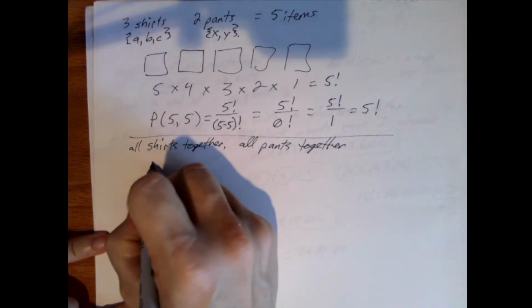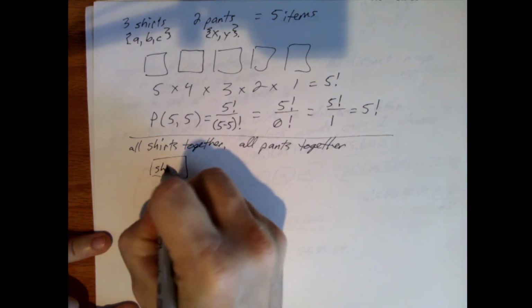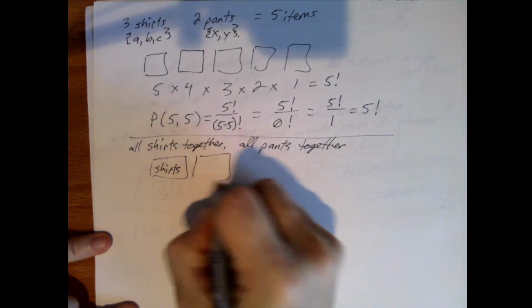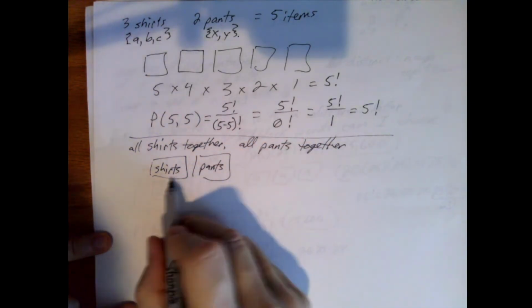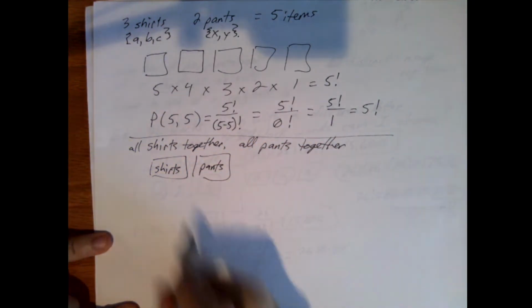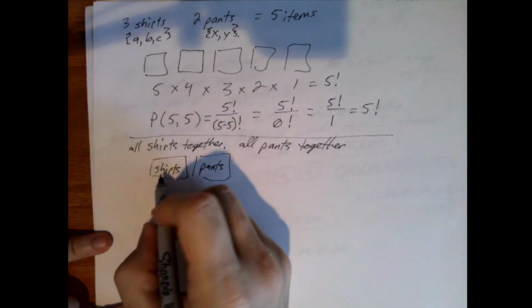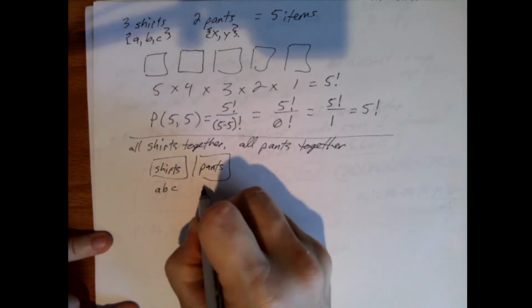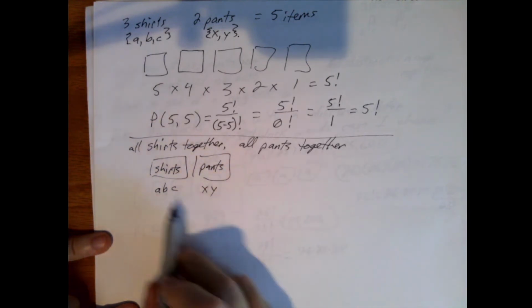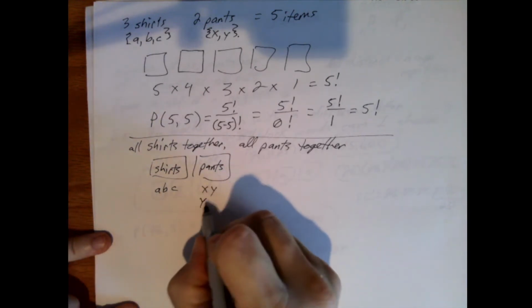So what do I have here? I could have all the shirts together, followed by all the pants together, or I could reverse these. So let's look at this. So what would happen? Well, I could have shirts A, B, and C in this order, and then pants X and Y, but I also could have A, B, and C and Y, X.